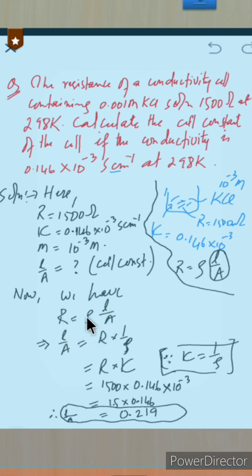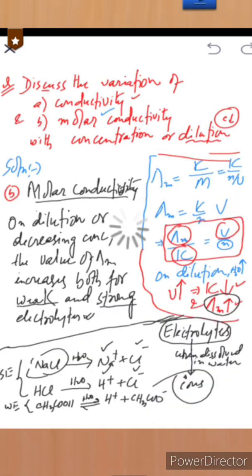So we have this relation, R is equal to resistivity × L/A. So from here, L/A, the cell constant, is equal to R divided by rho, and 1/rho is nothing but conductivity. Conductivity is the reciprocal of resistivity. So substituting the values of resistance and conductivity, we have calculated this value. I forgot to write the units of cell constant here. This must be in per centimeter, okay? Then we go to the next question.